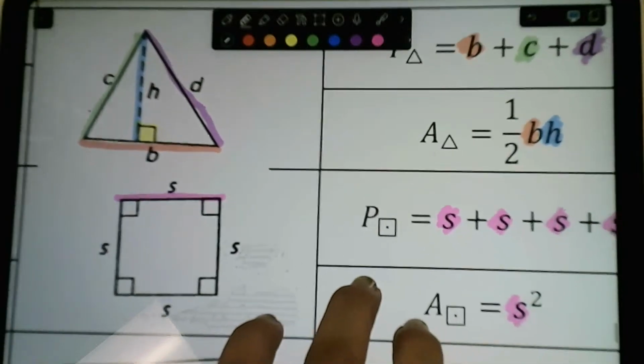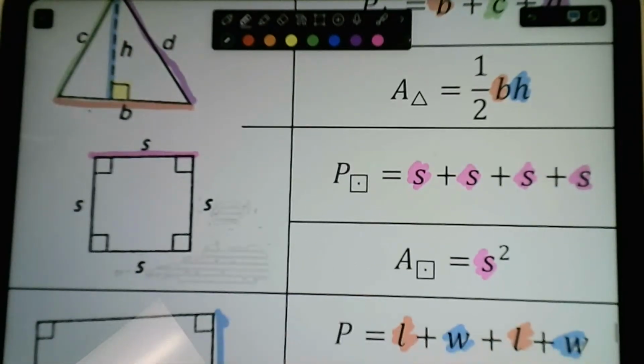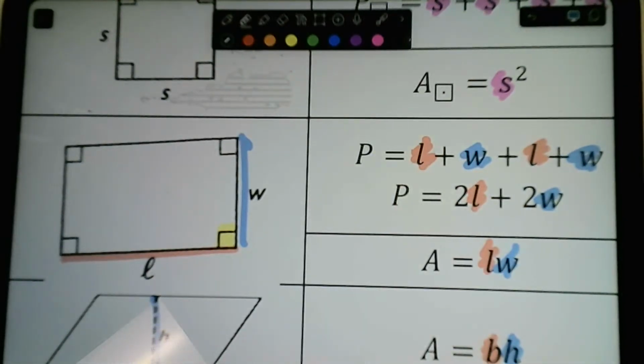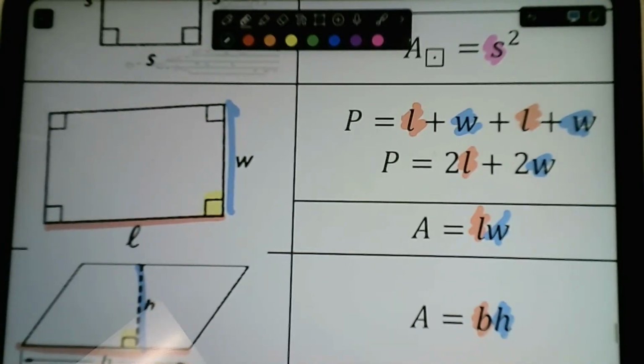Perimeter of a square, just add all the sides. Area of a square, it's the side length squared. Here we have our parallelograms. Rectangles are parallelograms, so they're going to share an area formula. You would have seen the area formula for rectangles as length times width, right? But now that we are all grown up in geometry, we call it base times height. But it does the same thing.